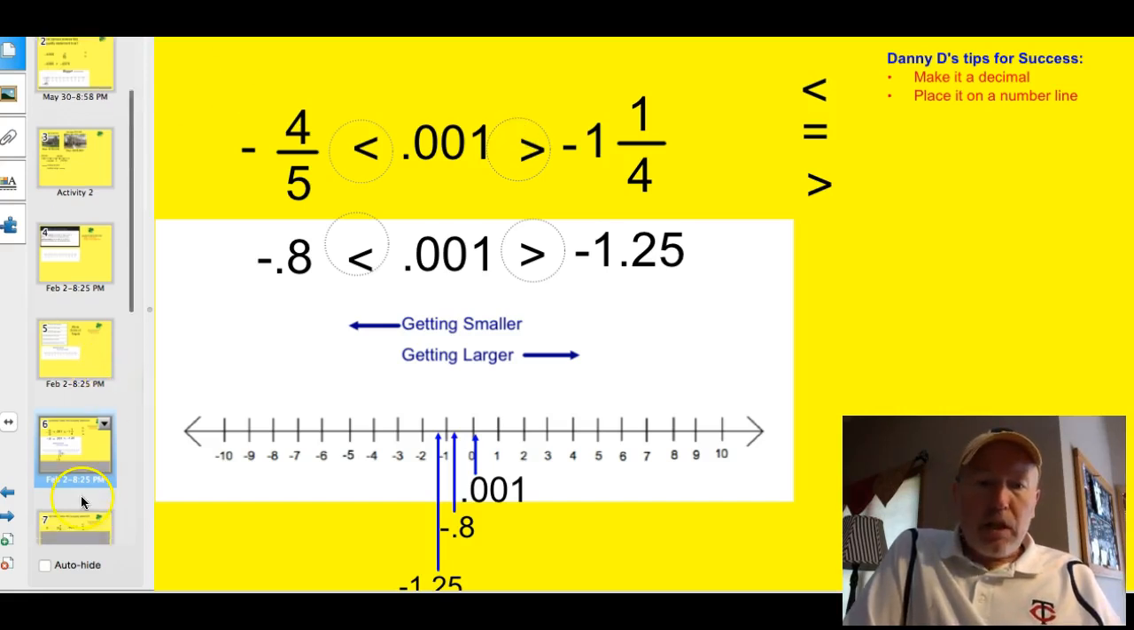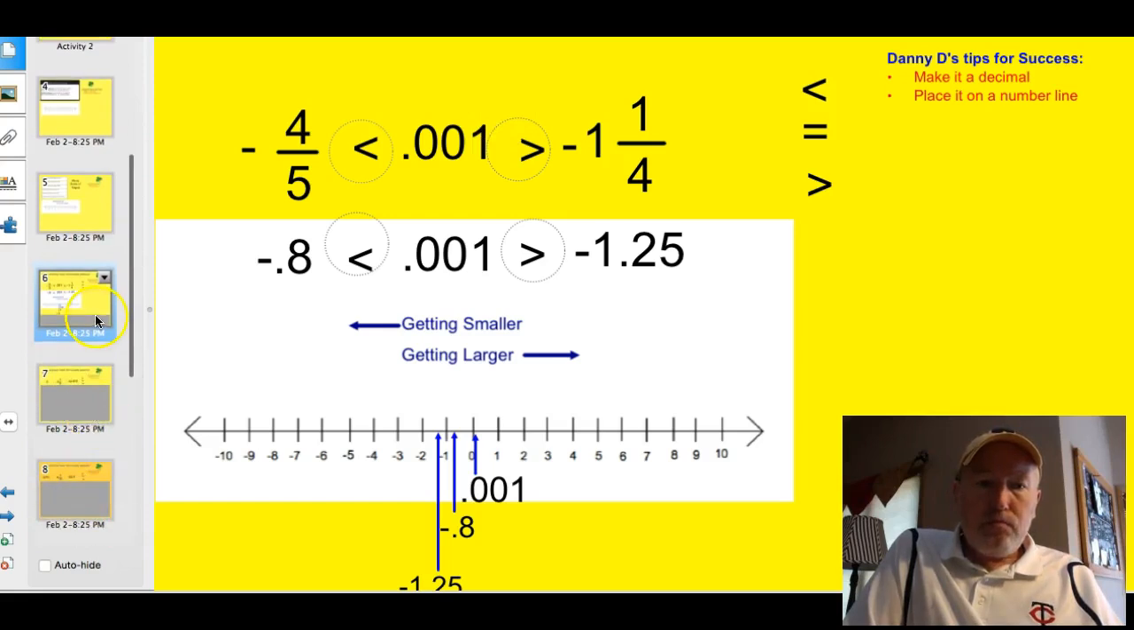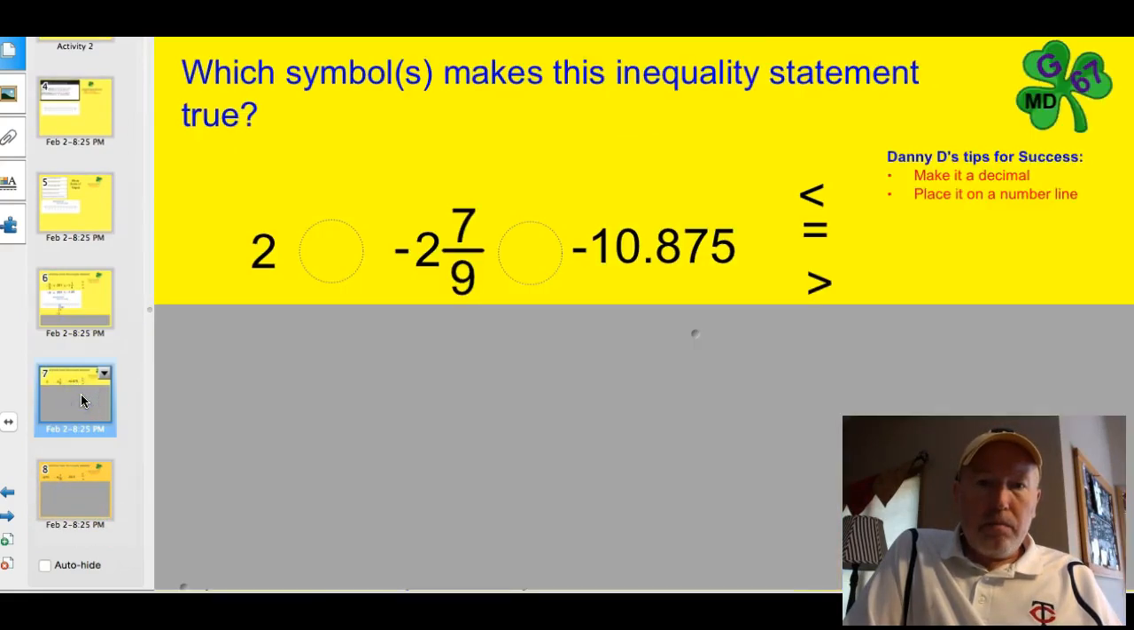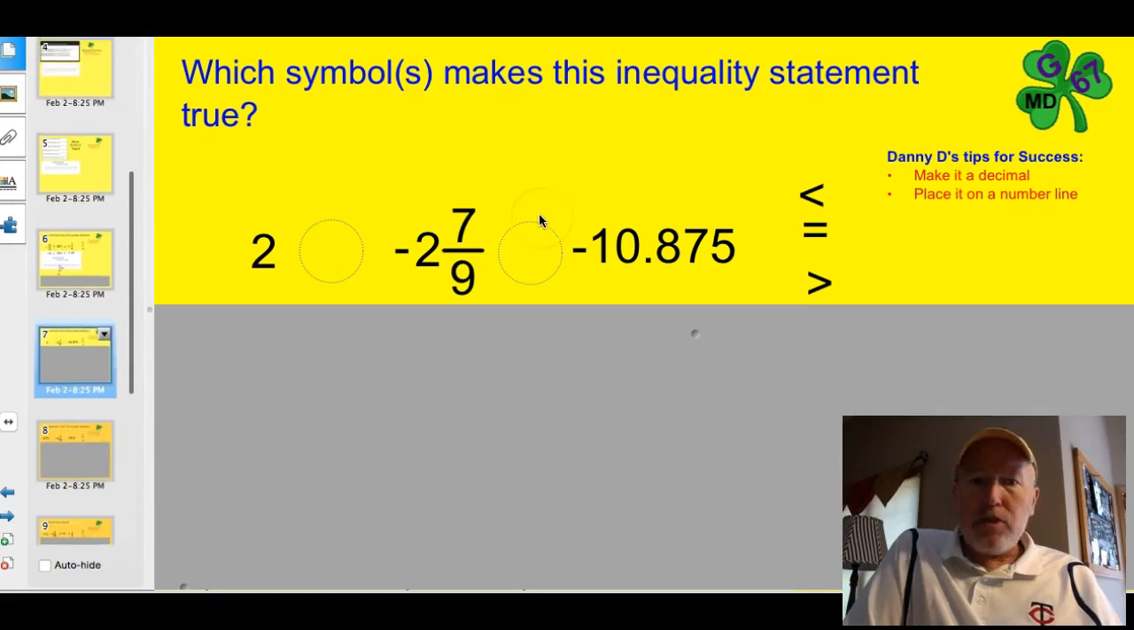All right, let's take a look at another example. Just making sure I got the right one here. Which symbol or symbols make this inequality statement true? So we got negative 2 7/9 and negative 10.875.